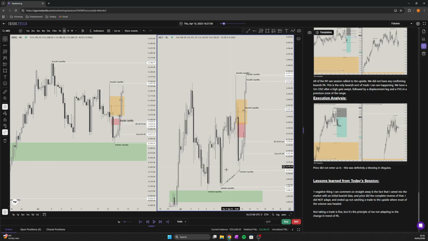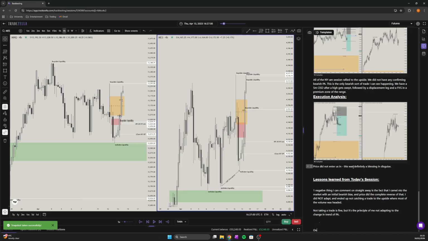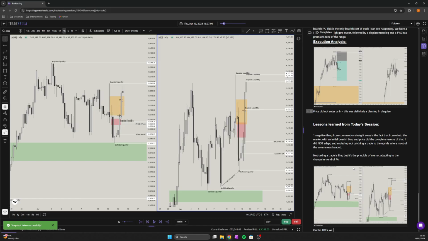We took out. Oh, we have an SMT. Okay. Let me actually take a screenshot of this. On the time frames, we can see CISD. Okay, yes, we also have an SMT at those daily lows.